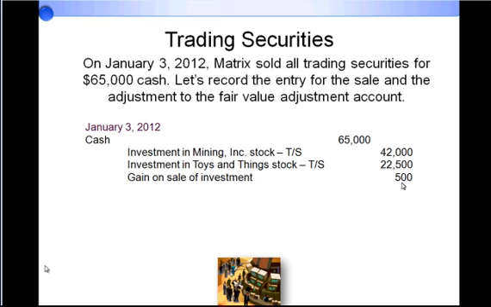So apparently what happened is it looked like we had a loss. If we would have sold this a week earlier or a couple weeks earlier, we would have had a loss. But for whatever reason, after the new year, the value increased again. So we ended up overall with a gain.